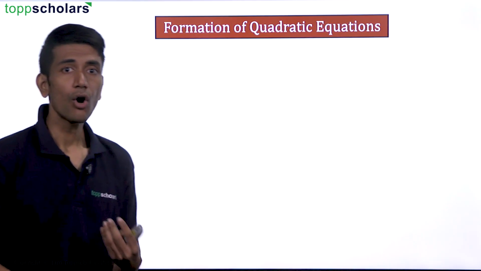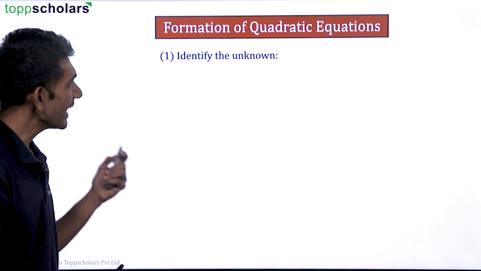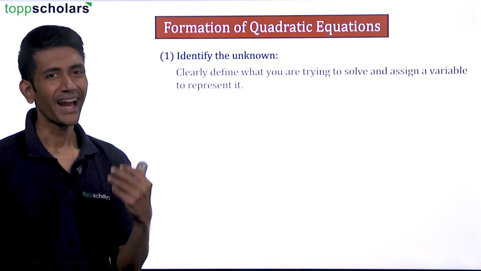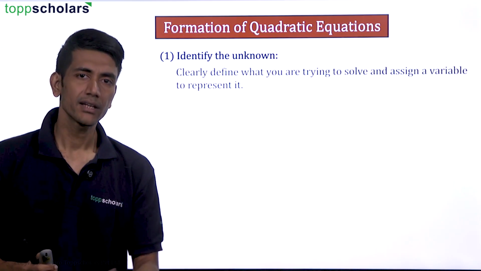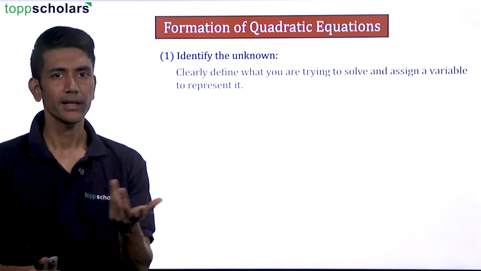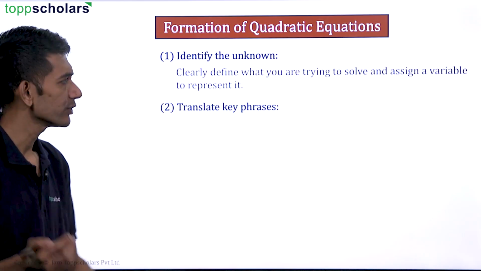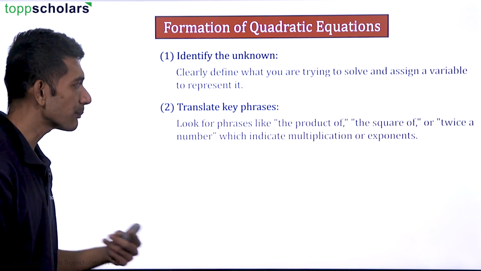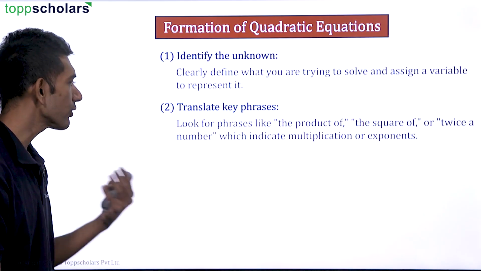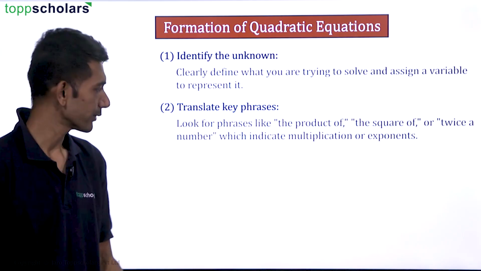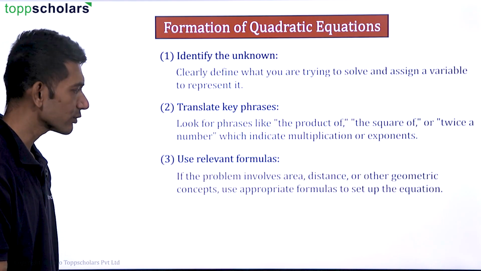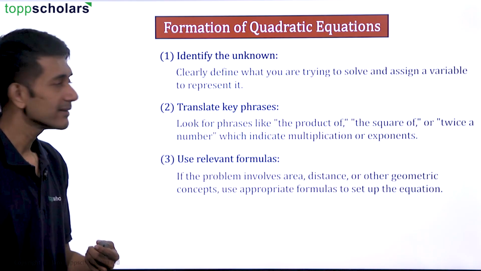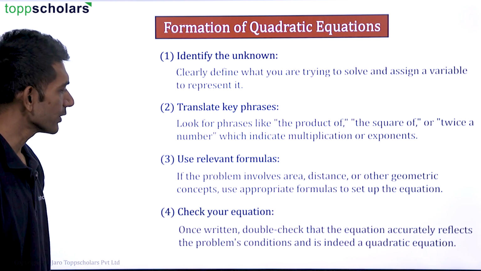Now let us see how do we form a quadratic equation. So we'll identify the unknowns first. So clearly define what you are trying to solve and assign a variable. You can assign the variable as x, y, depends on the question, depends on your choice as well. Second is we'll translate key phrases. That is, we'll look for phrases like the product of, the square of, or twice a number which indicates multiplication or exponents, right? And then we will use relevant formula to solve it. This we already know, but we'll see how to apply it in the problems. And finally check your equation.